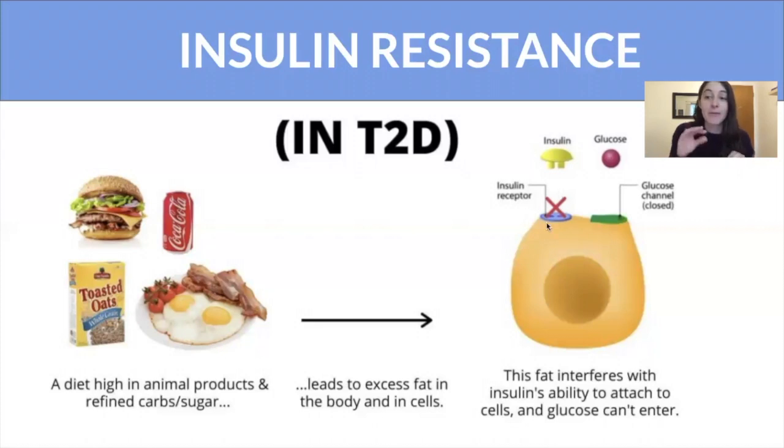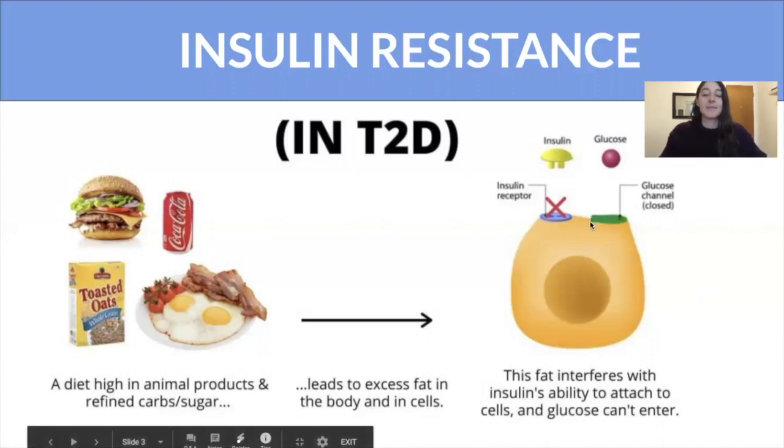See this? So remember how insulin needs to attach here to unlock this channel for glucose? This fat has a direct impact on this receptor, and it starts to interfere with insulin's ability to attach to the receptor and act as that key. And without insulin acting as that key, glucose can't get in. So that's pretty much what happens with type 2 diabetes, which the underlying cause is insulin resistance. Think about it. Your cells resist insulin's actions. They start to resist it.